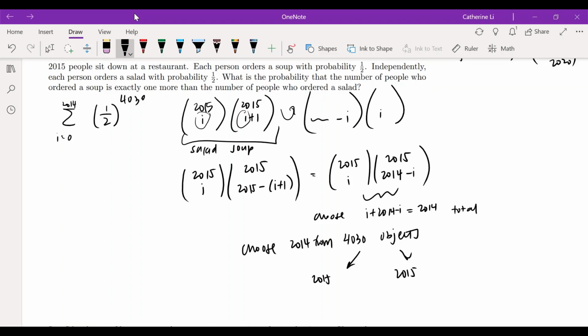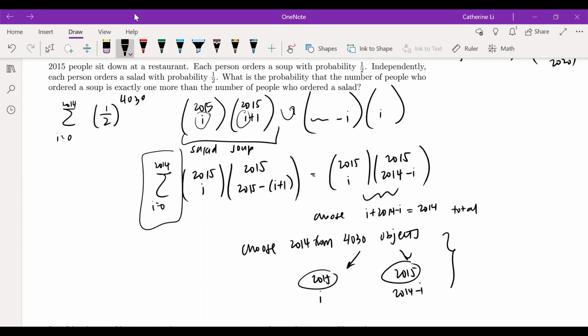If we're summing over i equals 0 to 2014, for each of these i values, we're choosing how many of the 2014 we're getting from this first group, and then how many we're getting from the second group. So what this means is that if we sum up all of these products over i equals 0 to 2014, what we're going to get is just 4,030 choose 2014.